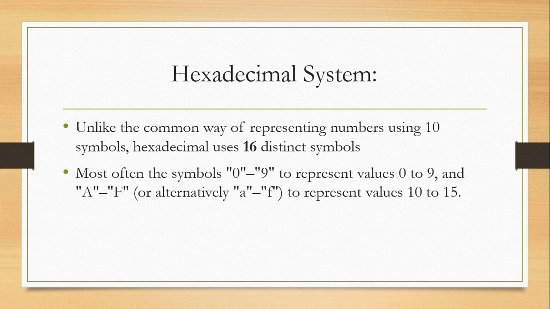But in hexadecimal system, 16 digits were used to represent different numbers, and the first 10, actually 0 to 9, represent values 0 to 9, but then A to F represent capital A to capital F, and small a to small f represent values from 10 to 15. 15 is the highest value in the hexadecimal system, and 10 to 15 were not included in the decimal system.